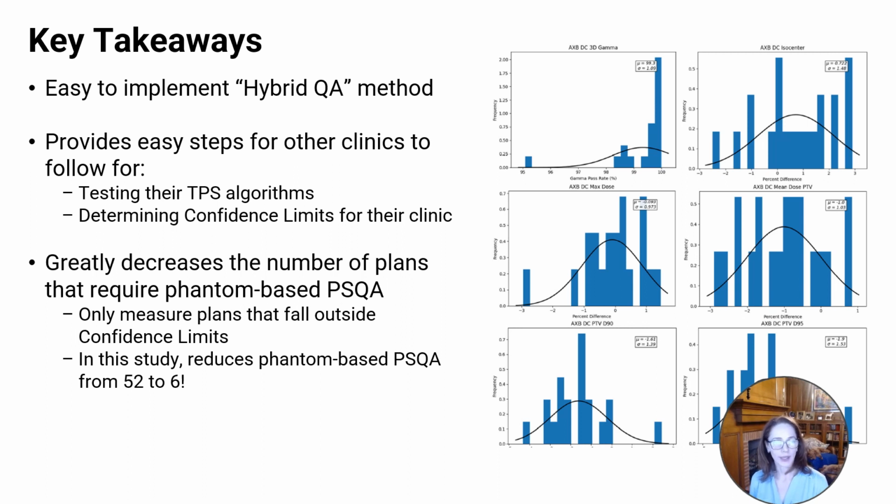All right, key takeaways. This is an easy to implement hybrid QA method, and they do provide easy steps for other clinics to follow in order to test your treatment planning system algorithms and determine confidence limits for your clinic. They did greatly decrease the number of plans that required phantom-based patient-specific QA. And in this particular study, they reduced the number of plans that they measured from 52 to 6, which is pretty remarkable. They do only measure plans that fall outside their confidence limits.